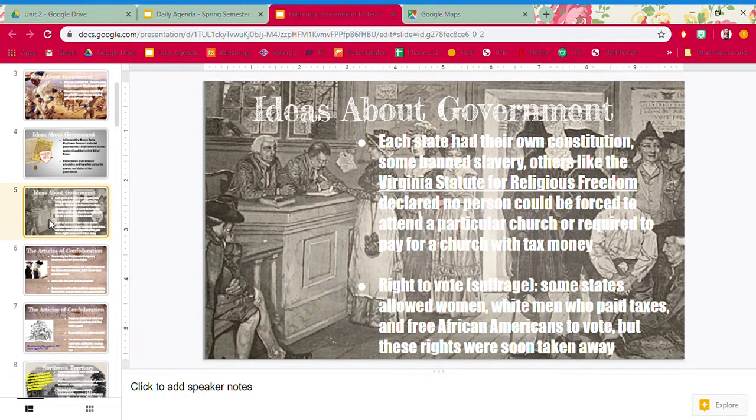So you can see why it was so important for them to establish something like this in the government in Virginia. Additionally, some states, it says down here, gave women the right to vote and gave free African Americans the right to vote as well. But soon some of these rights are going to be taken away, and I'll explain why that's going to happen.